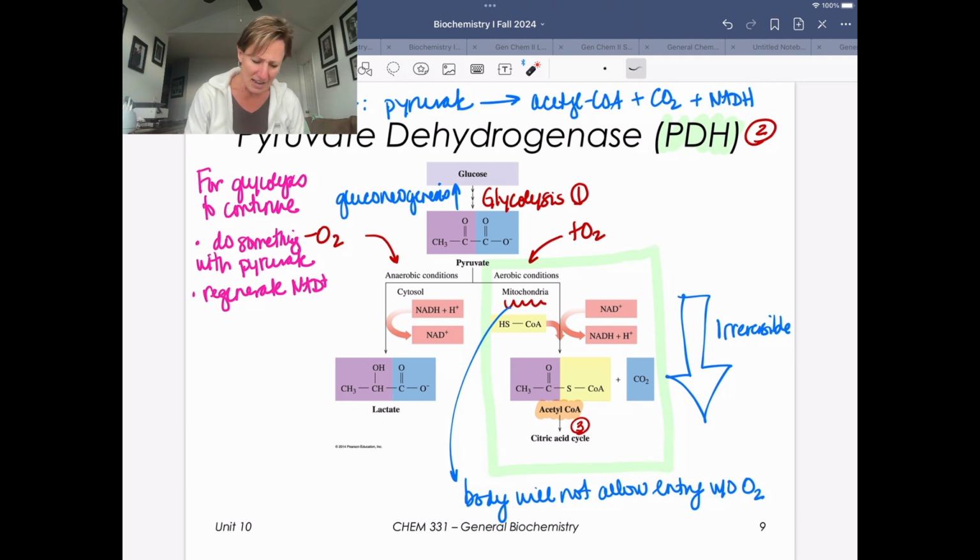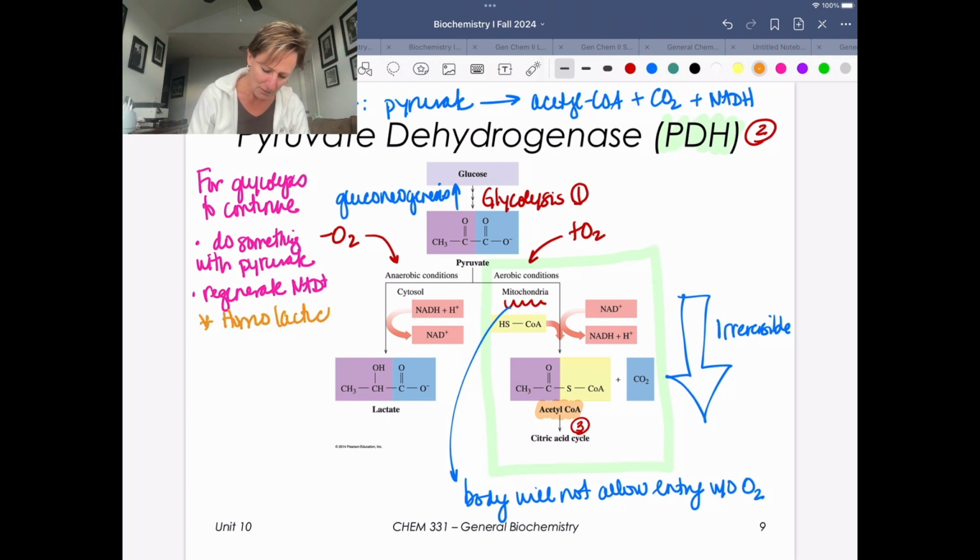But let's say that we're not allowed to enter into the mitochondria. Let's say that we are under anaerobic conditions. What are we going to do then? Okay, well, herein is this alternative arm, and this is what we call homolactic fermentation. And this is a really important piece when you consider anaerobic muscle activity. Okay, so what's going to happen here is you are going to incorporate an enzyme called lactate dehydrogenase. So LDH is lactate dehydrogenase.